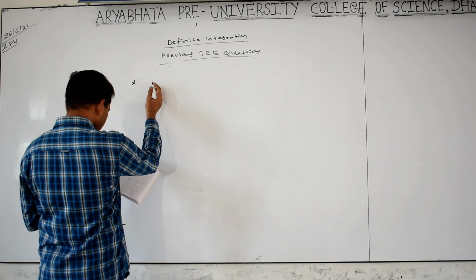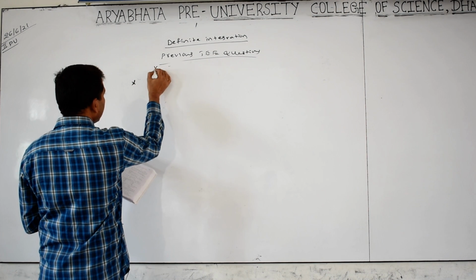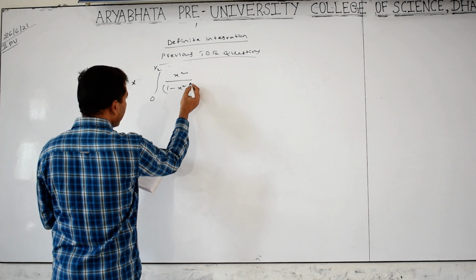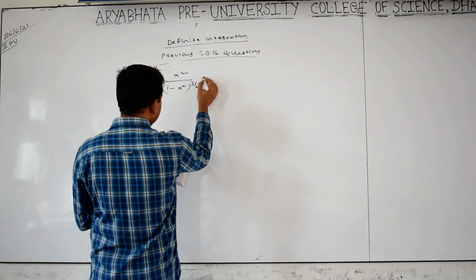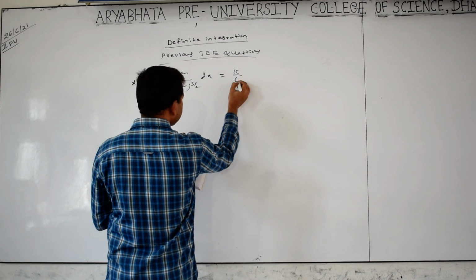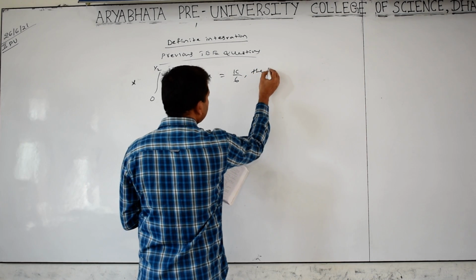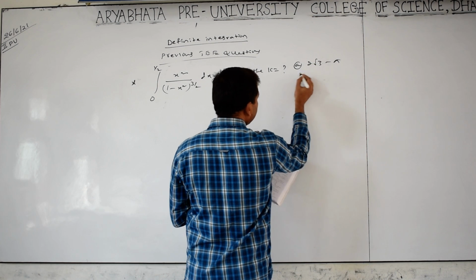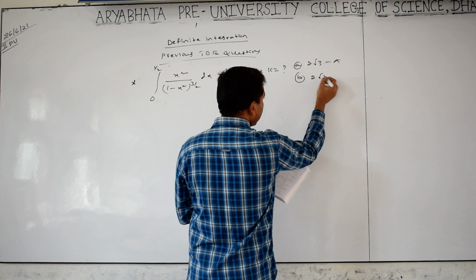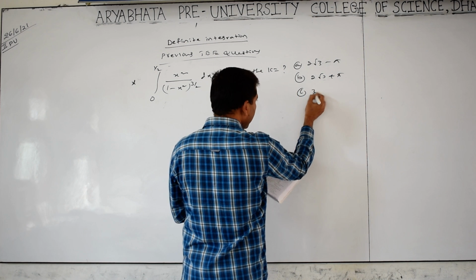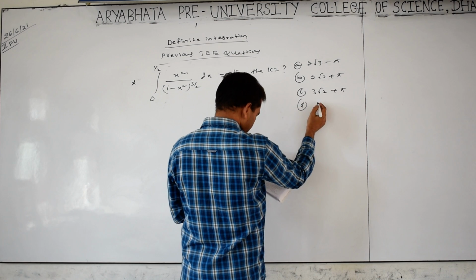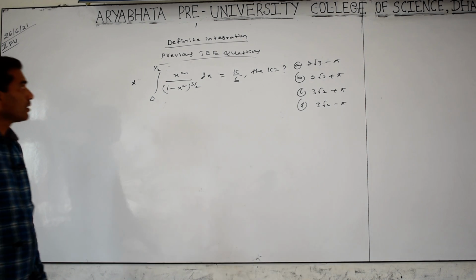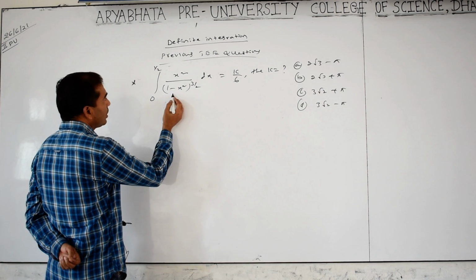Next one: the value of the integral from 0 to 1 by 2 of x square by (1 minus x square) whole power 3 by 2 dx is equal to k by 6. Then what is the k value? Option A 2 root 3 minus pi, option B 2 root 3 plus pi, option C 3 root 2 plus pi, option D 3 root 2 minus pi. How can we find this integration?